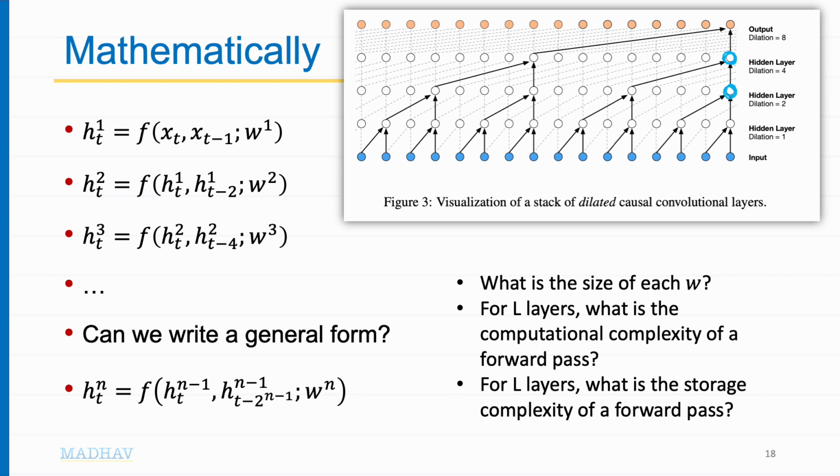Now tell me the next answer. For capital L layers, what is the computational complexity of a forward pass? Let's say there are capital L number of hidden layers, hidden plus output. Let's keep it like that. Capital L number of layers. What is the computational complexity of a forward pass? Forward pass means you are given the X, you want to compute the Y. So just note, I'm not asking about training. Forward pass means just the inference. Given the X and the model, compute Y. What is the computational complexity here?